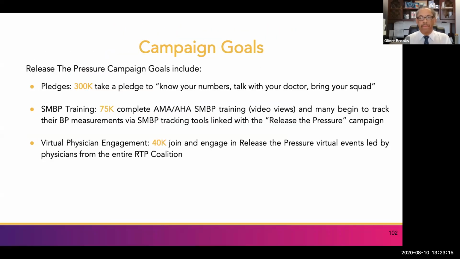Okay, so the goal, no, go back one. Right, so the goal is to have African-American women take the pledge. The pledge is to know your numbers, talk with your doctor and bring your squad. The goal over 1 year, this was supposed to jump off in late March, is 300,000 African-American women taking the pledge.